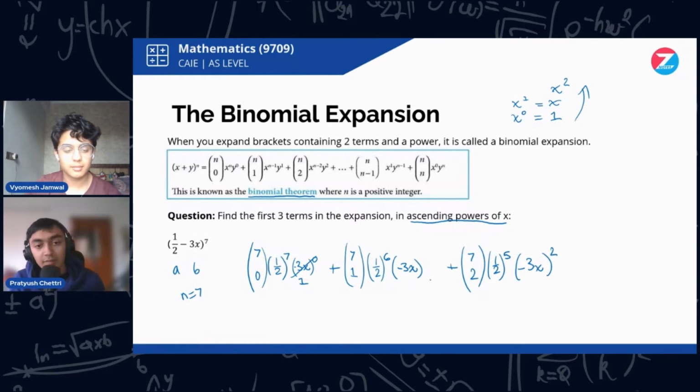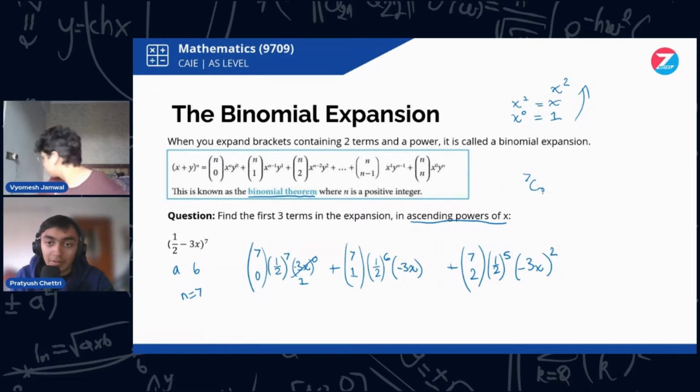Right. Now, I hope you guys remember how to use that calculator thing, you just type 7c0, which is 1. 7c1 is 7. 7c2 is 21. And now we can simplify this. So it's 1 times half to the power 7. I put half here intentionally, not as an awkward number to use, because sometimes you do get questions like these.